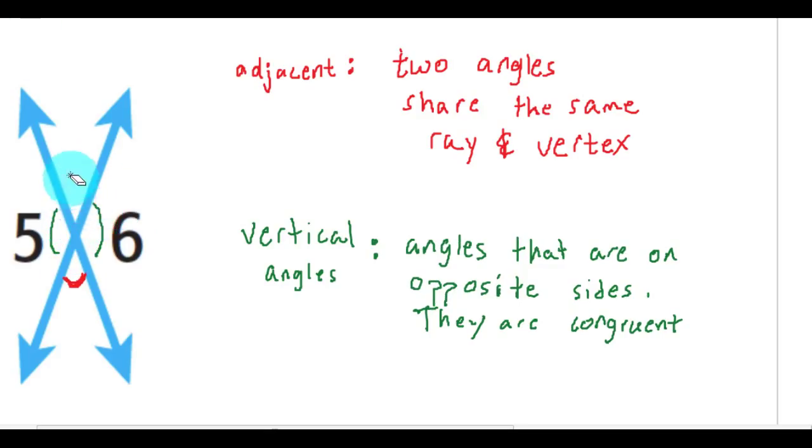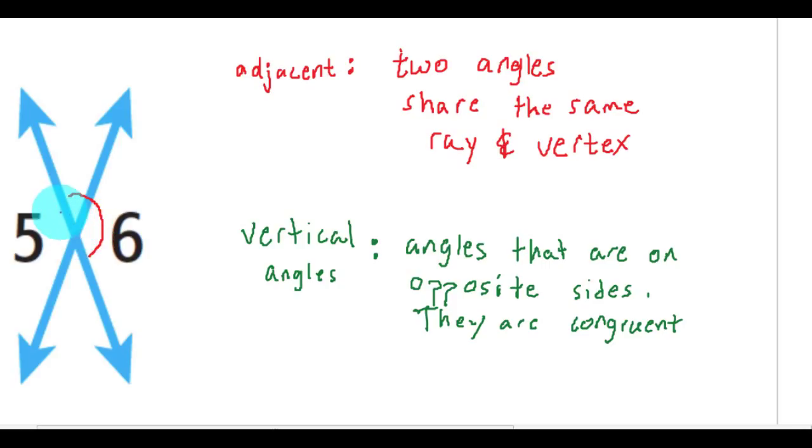So let's just backtrack for 1 second. I've got some notes written in red, some notes written in green, and the red represent the adjacent angles, the green represent vertical angles. So I'm going to highlight a couple of adjacent angles here in red. So this angle, along with angle 6, are adjacent. They're next to each other. They share the same ray, and they share the same vertex.